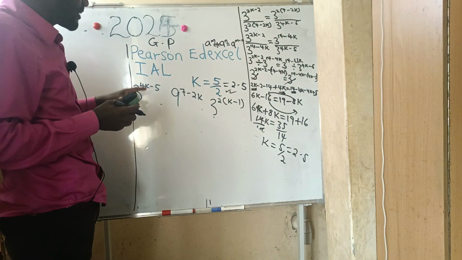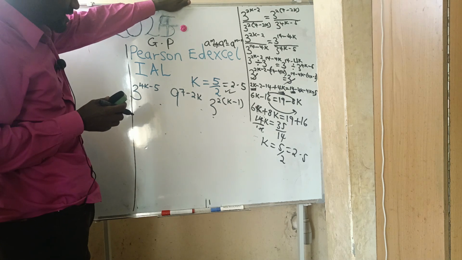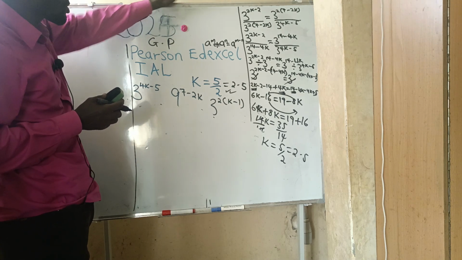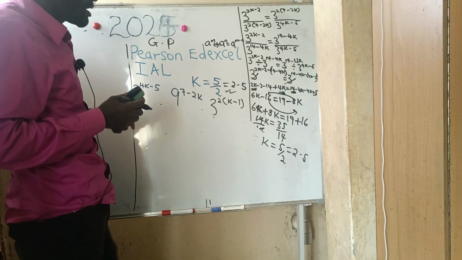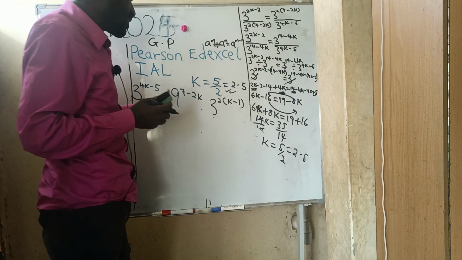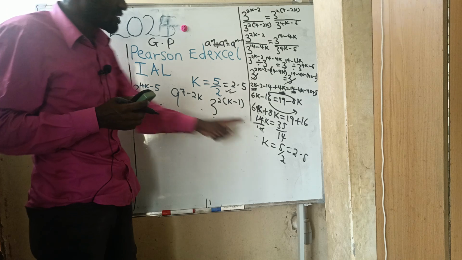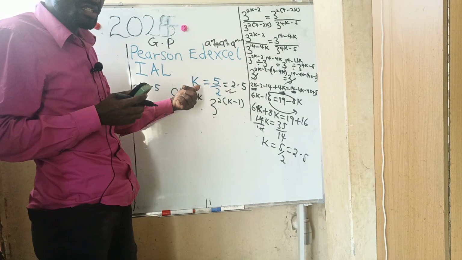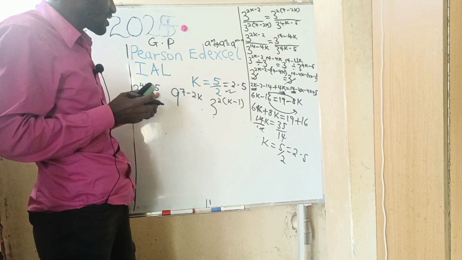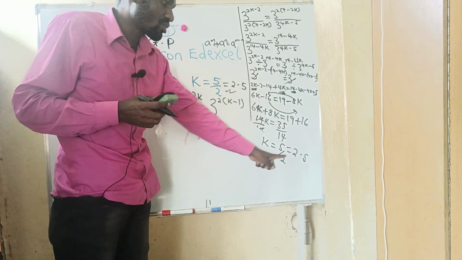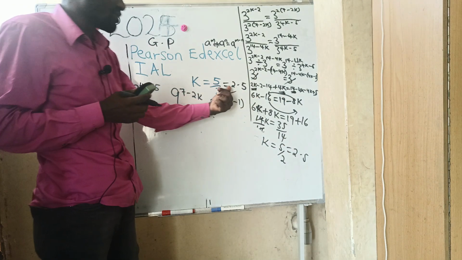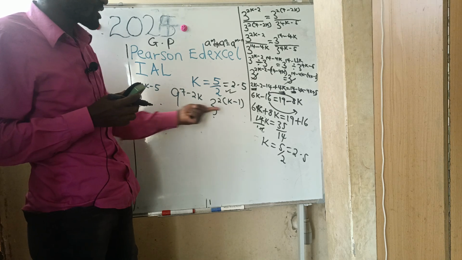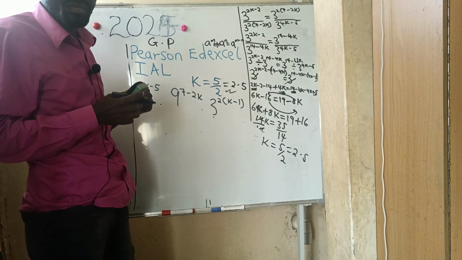Students, the second part of this question is asking us to get the sum of the infinite number of terms of this geometric sequence. And the first part is well done. We've just confirmed that the constant k we had been given initially is really 5 over 2, or 2.5, as the question told us. So we want now to get the sum of an infinite number of terms of this geometric sequence.